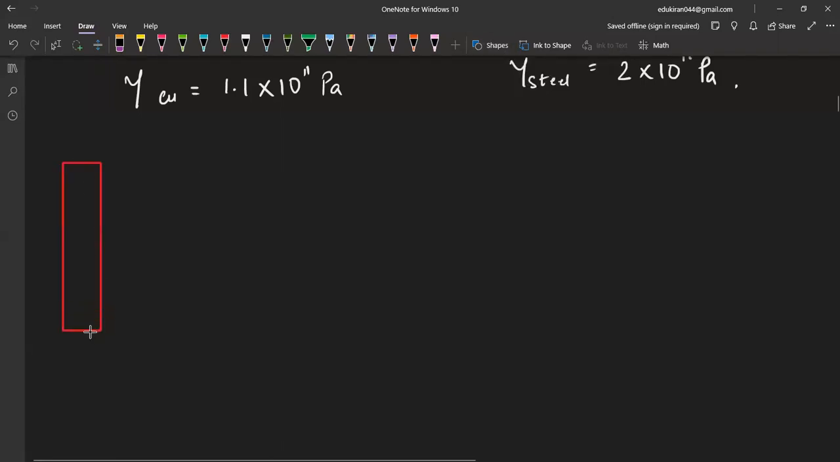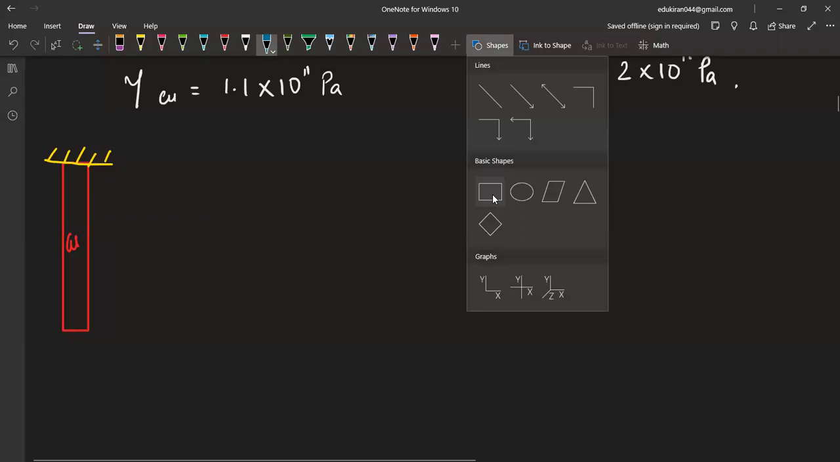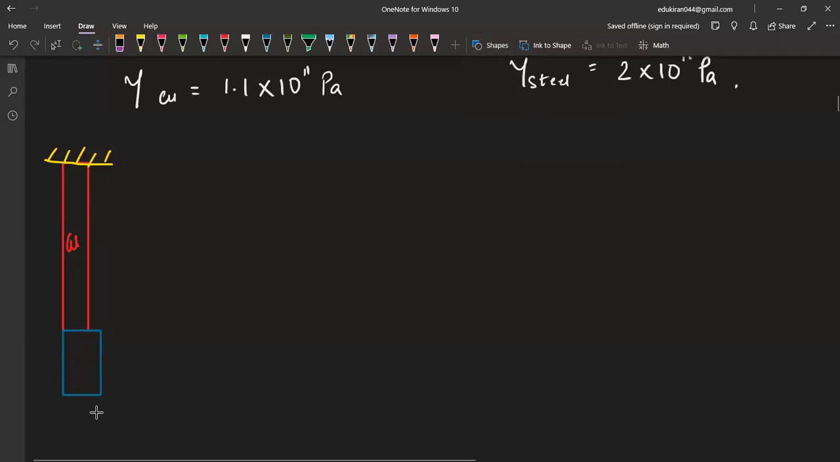Suppose this is the copper rod, kept at a fixed rigid end. And here this has been taken, this is the steel one. Now what are the dimensions given? Copper's length is 2.2 meters. Length of steel is 1.6 meters. This is exactly what has been said.